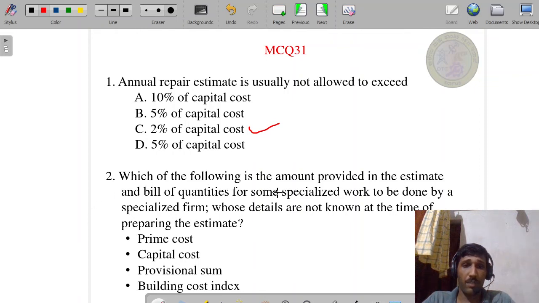Next, which of the following is the amount provided in the estimate and bill of quantities for some specialized work to be done by a specialized firm whose details are not known at the time of preparing the estimate? Which is the correct answer? Prime cost, capital cost, provisional sum, building cost index. Okay, prime cost is the correct answer.